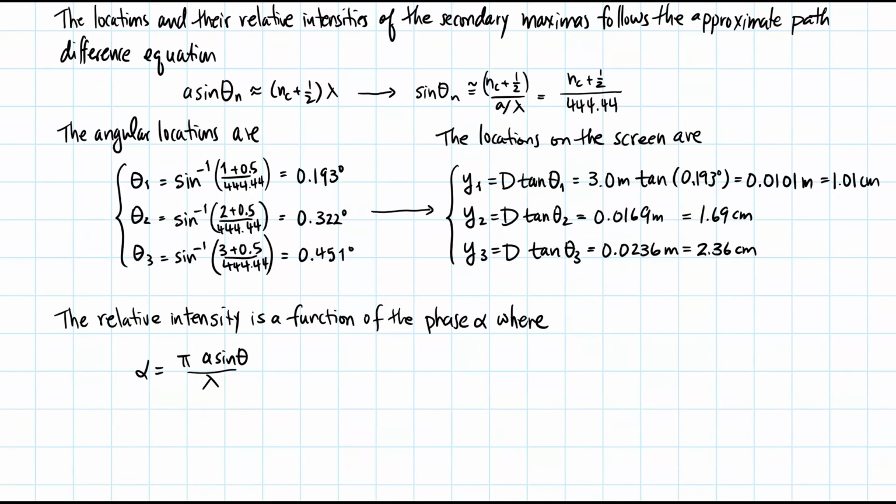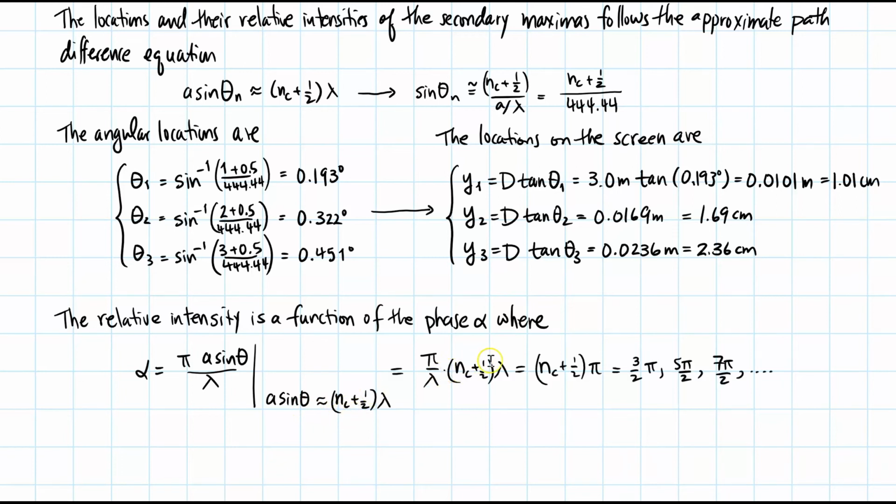Relative intensity is a function of the phase alpha, where alpha is equal to pi a sine theta divided by lambda. The approximate path difference equation, we know, has to be (n plus 1/2) times lambda. Substituting this in, I end up with alpha being (n plus 1/2) pi, so for n starting with 1, I get 3/2 pi, 5/2 pi, 7/2 pi. Now we have the alpha location of the first, second, and third maxima.